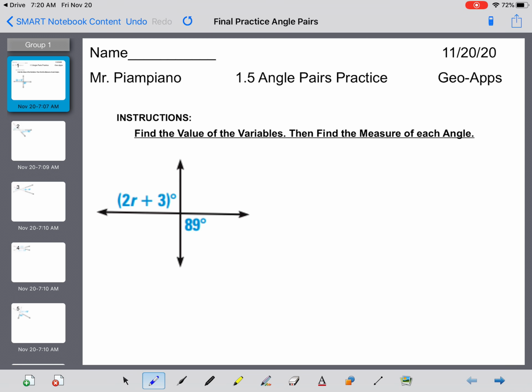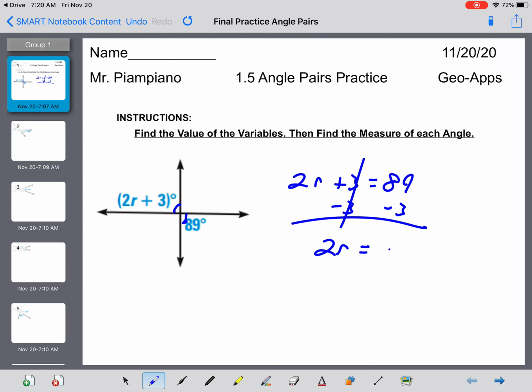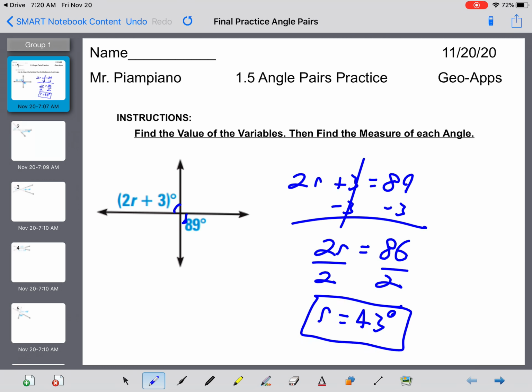The instructions here are to find the value of the variables, then find the measure of each angle. Well, if you notice, we have vertical angles here. I've been saying this each and every lesson: vertical angles are congruent, so we can set them equal to each other. 2r plus 3 equals 89. We have a normal two-step equation here. We've been solving equations all year long. I'm going to subtract the constant of 3 on both sides, and my 3's cancel. 2r is equal to 86. I'm going to divide by 2 on both sides, and r is equal to 43 degrees.